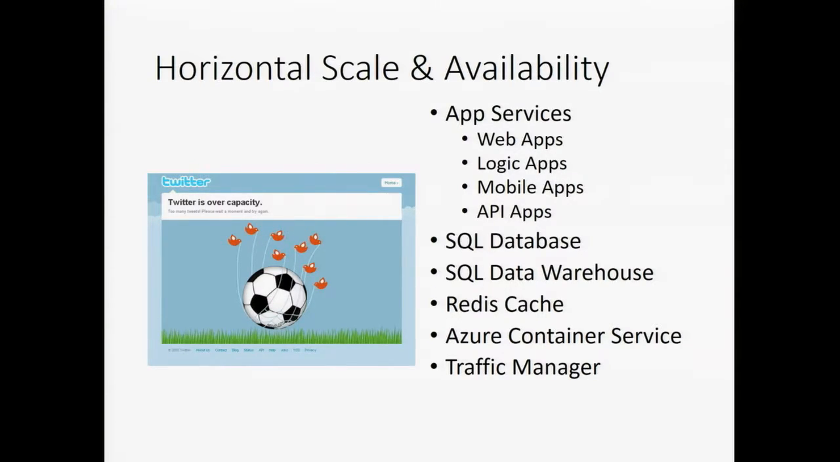But all of these services will give you some sort of elastic scalability with pretty much zero downtime based on your configuration parameters. So you're talking about app services, SQL Server database, SQL Data Warehouse, and Redis cache will work along with this too. Azure Container Service and Traffic Manager all work together to provide that scalability.